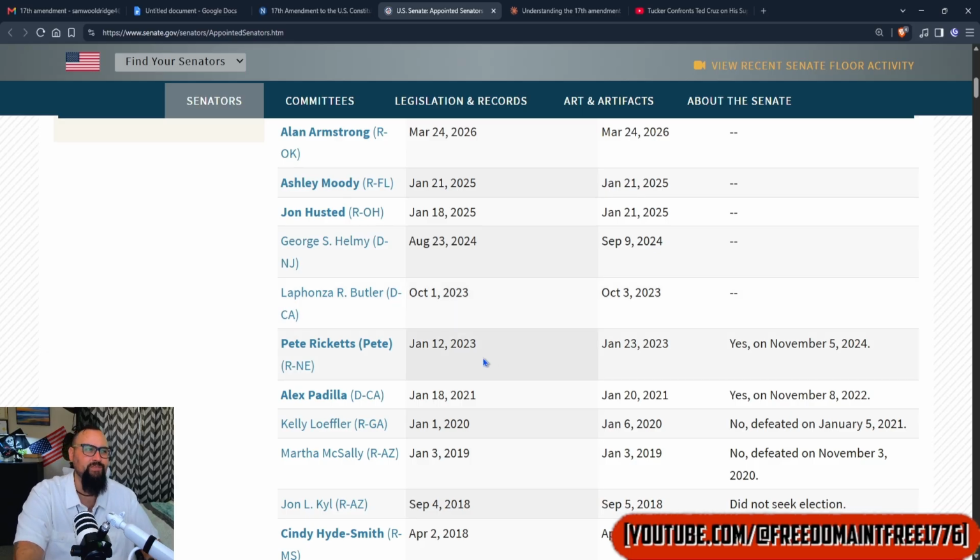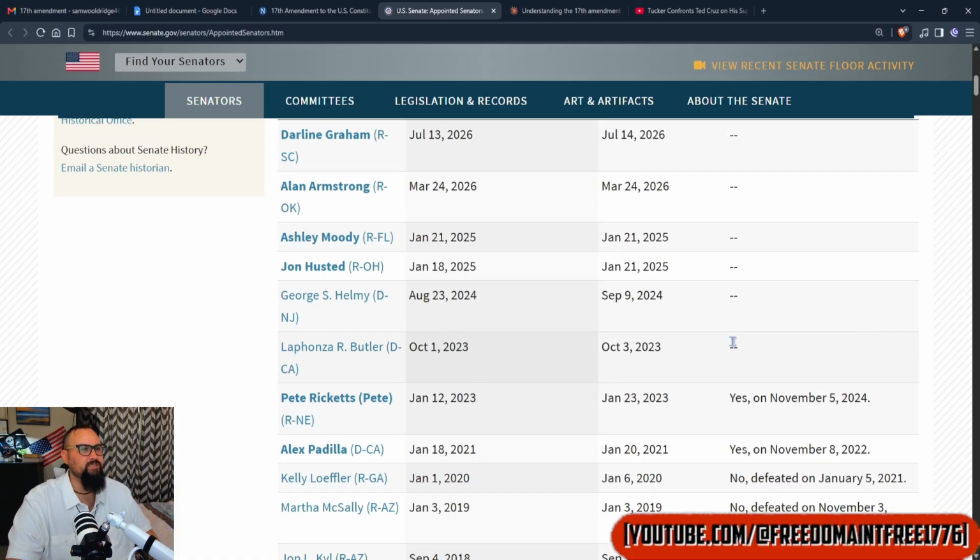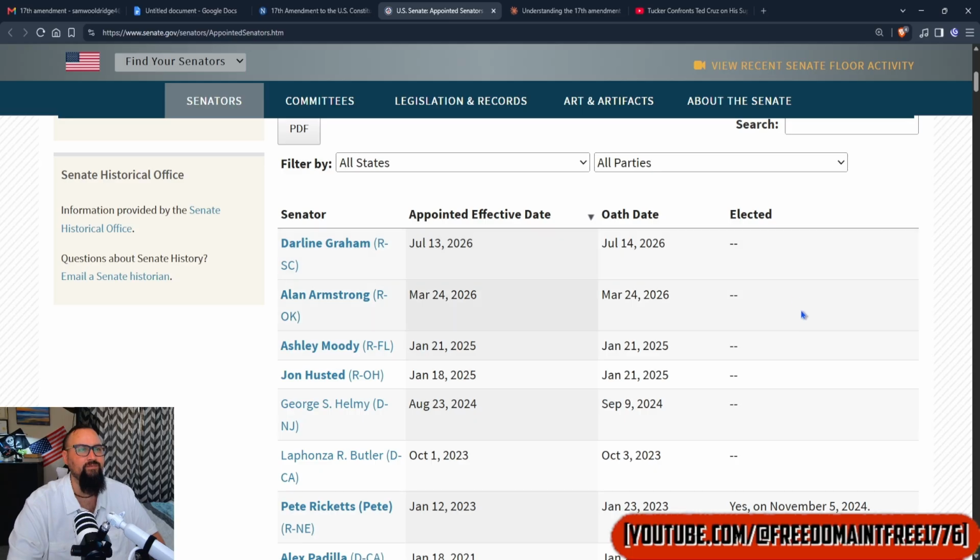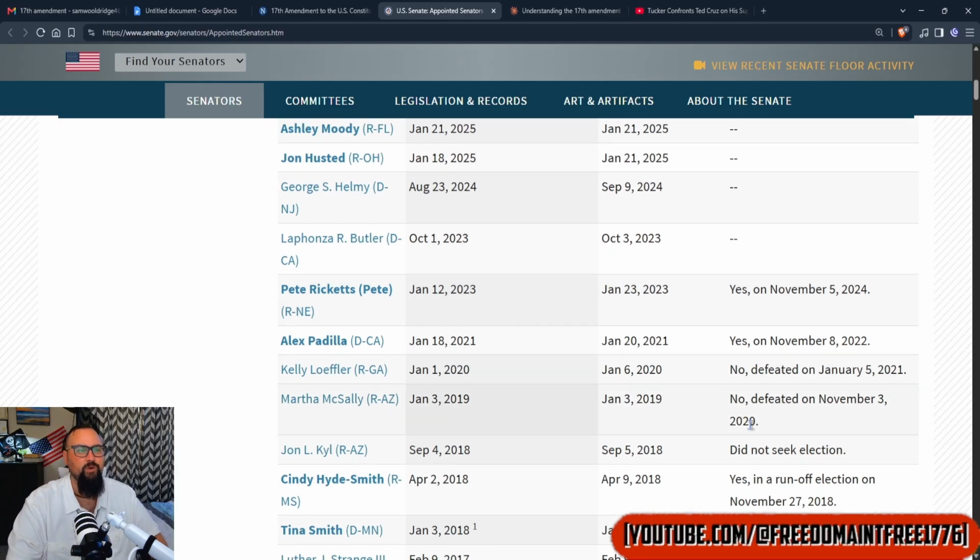In 23, Pete Ricketts got elected on November 5th, 2024. So I guess nothing. I don't know. It's not in here about 23, 24, 25, though it should tell us whether or not they did seek election, whether they were defeated, whether they won.